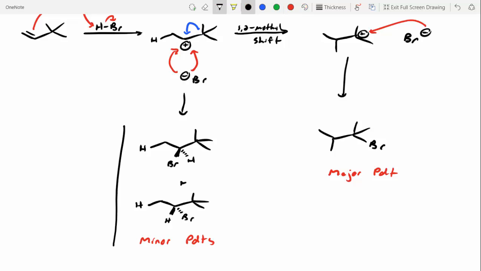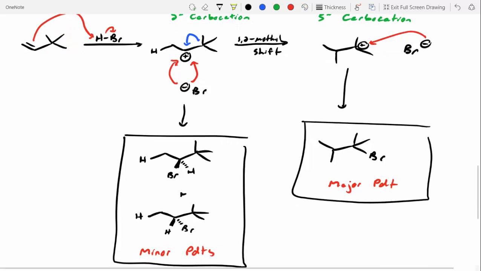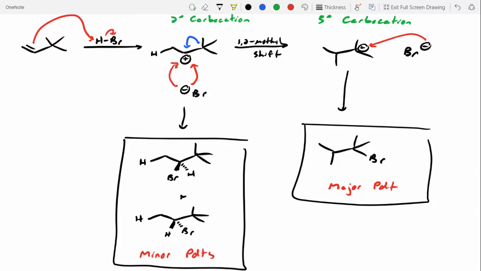What is the reason? The reason being that the carbocation intermediate for our minor products is so unstable that it will spontaneously undergo a 1,2 methyl shift, form that tertiary carbocation, and then complete the addition reaction. It's just like last term. Anytime you can spot a rearrangement, it will likely occur, and that will be your major reaction pathway.